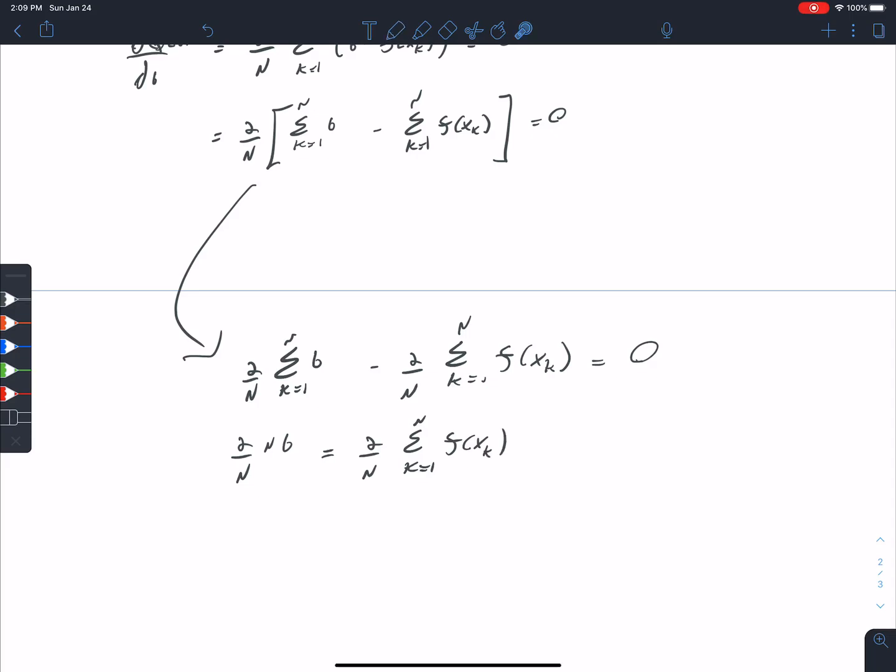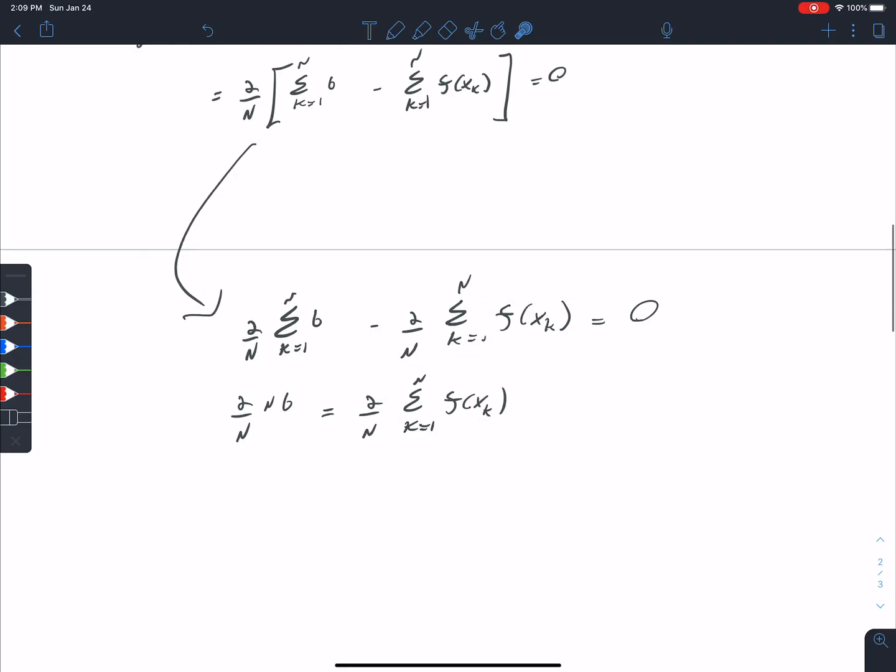Again, everything relating to this is given. These are the data points that are given to you for this problem. So of course we can cancel this multiplicative term that happens on both sides. So we have that n times b equals the sum k equals 1 through n f of xk. And we would like to find the value b again, right? So we can divide both sides by n, and we have that b is going to be 1 over n sum over k equals 1 through n f of xk.